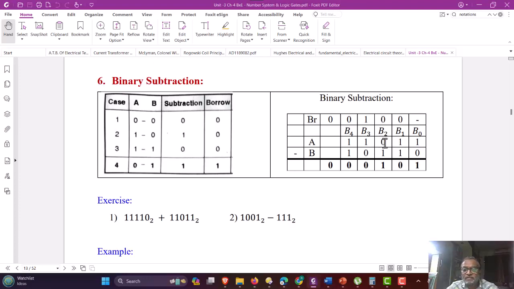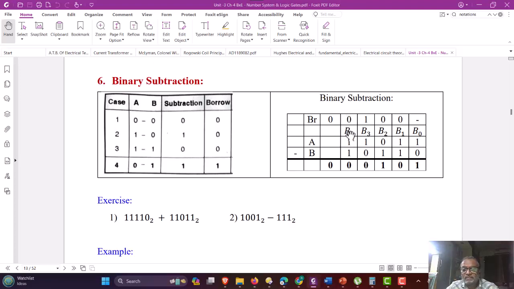In B2 column, 0 minus 1 gives you the borrow 1 and subtraction 1. This is the last combination shown in the table here. In the B3 column, here you will get 1 minus 0 minus 1 is 0, subtraction is 0 and borrow is 0.